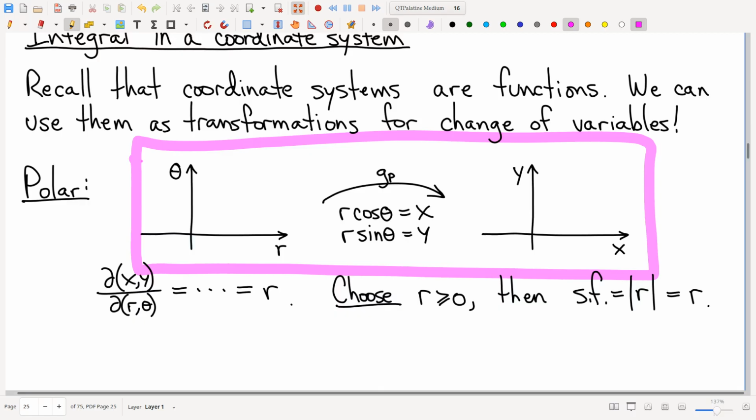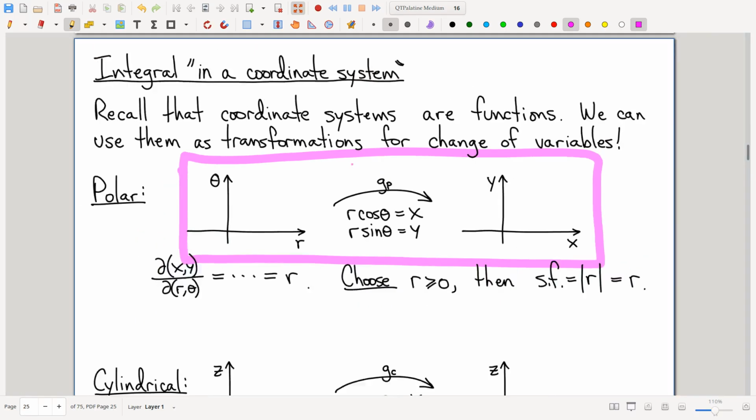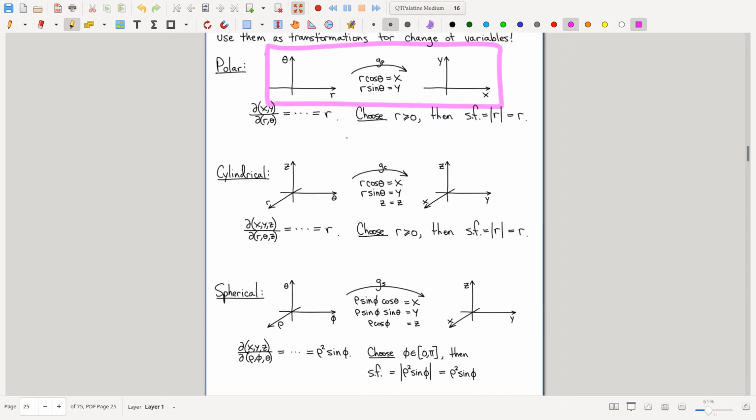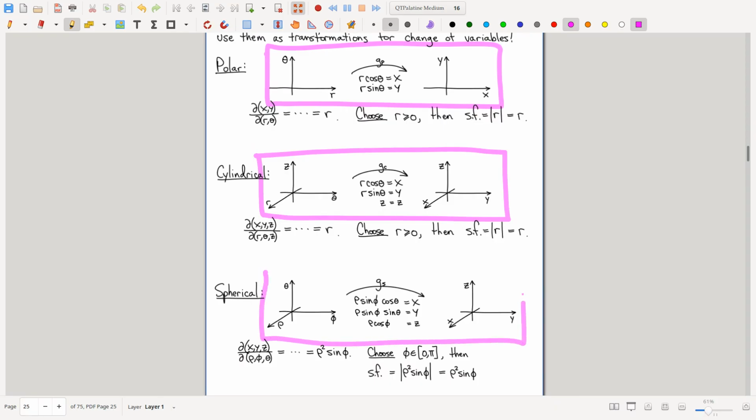So, ditto, if I can get this thing to cooperate. Here we go. Ditto, cylindrical coordinates and spherical coordinates can also be thought of as change of variables functions. And again, very, very useful change of variables functions. Okay, so we're going to see a bunch of examples of using these as change of variables functions.